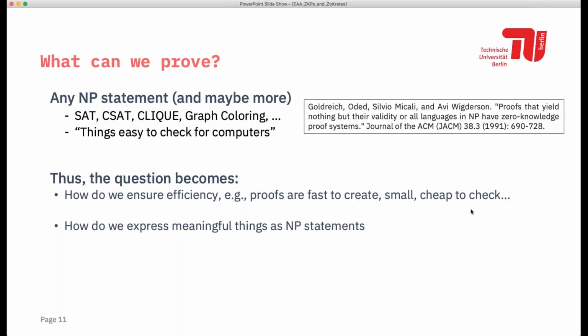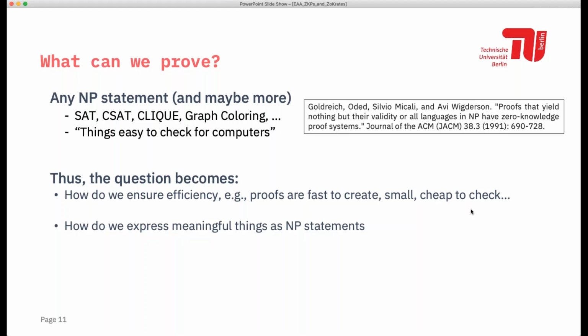So what we know now is basically that for a large class of relevant problems, we have zero-knowledge proofs. So we can prove that statements are true without revealing any further information. The question now becomes, after we know that these proofs exist, how can we ensure that they are efficient, in the sense that proofs are fast to create, they're small, they're cheap to verify, and they are overall practical, you could say. You can work with them and it's not just a theoretical system someone thought up.